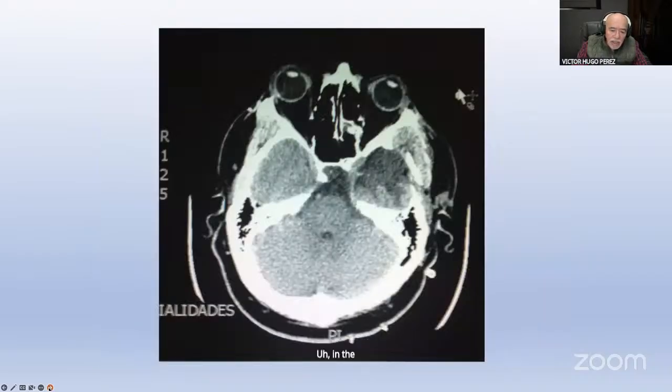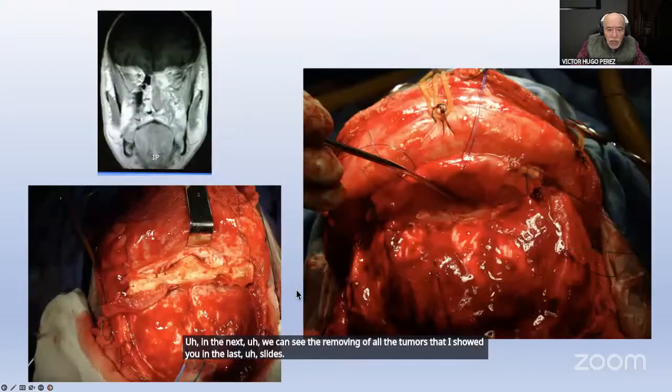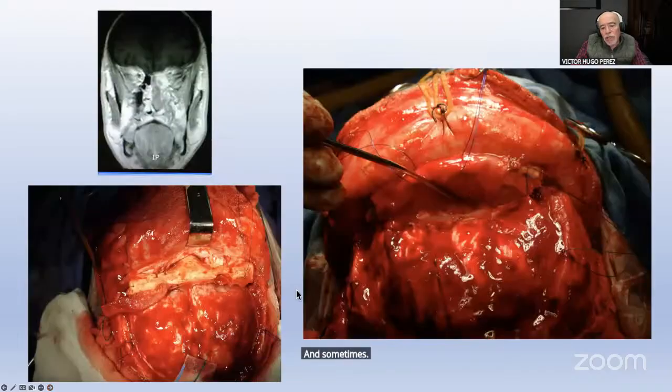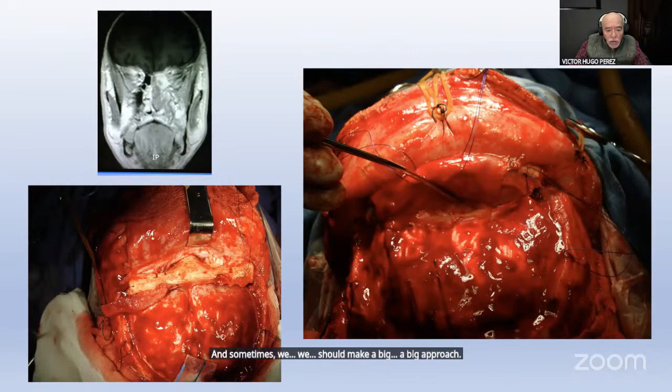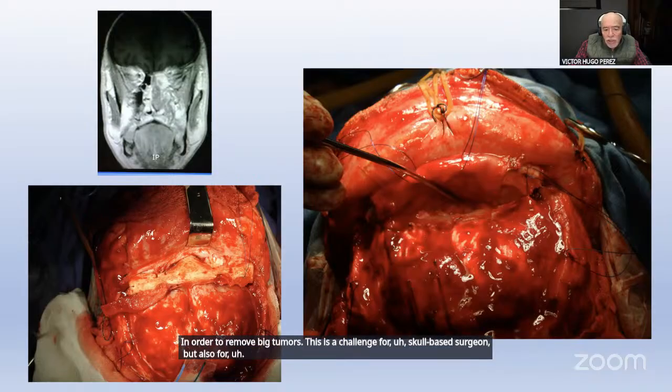And here we have the third cranial nerves. In the next, we can see the removal of all the tumor that I showed you in the last slides. And sometimes we should make a big approach in order to remove big tumors. This is a challenge for a skull base surgeon, but also for neurosurgeons.